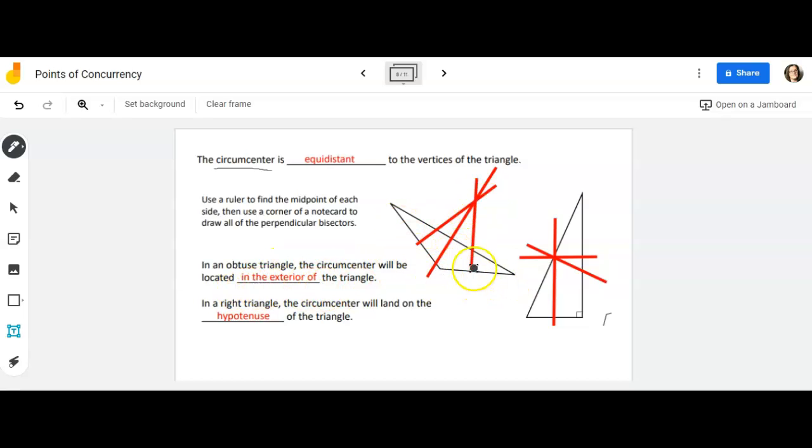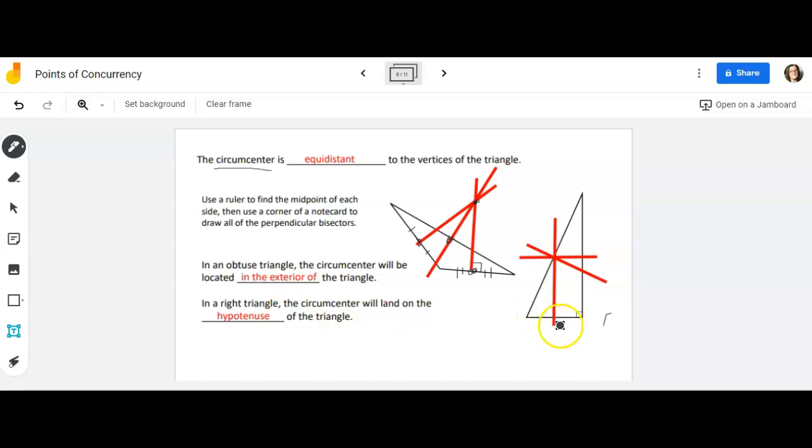So again, remember, these are all right here. These spots are in the middle. That would mean that is congruent to that. That's congruent to that. And they're also forming 90-degree angles with the side they're on. So that's what makes them a perpendicular bisector. So this spot is that circumcenter. Okay, so on an obtuse triangle, it's going to lie outside the triangle.